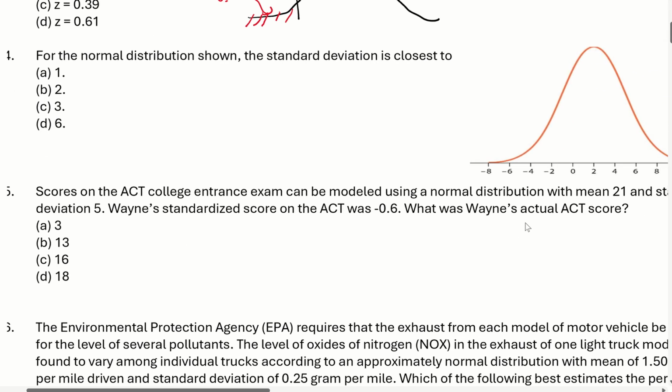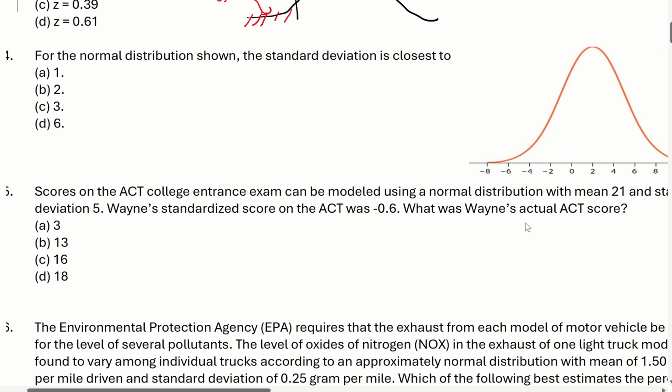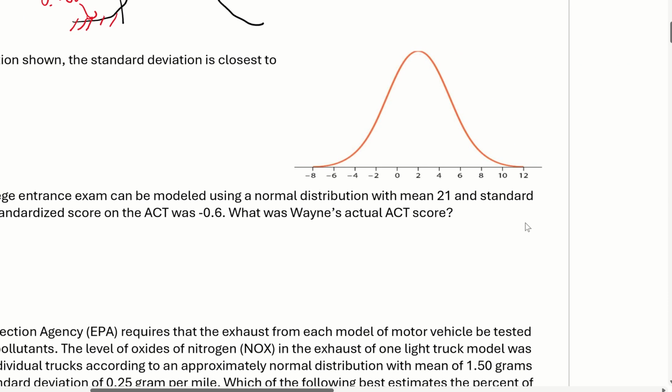All right, number 4. For the normal distribution shown, the standard deviation is closest to what value? Remember, the standard deviation is the point where you have what we call an inflection point. We know that this is the middle. The inflection point is where the slope goes from really steep to not as steep. So if I were to say, let's just say we thought it was 4. Well, here this is still pretty steep, and it's steep there. So it can't be that point right there.